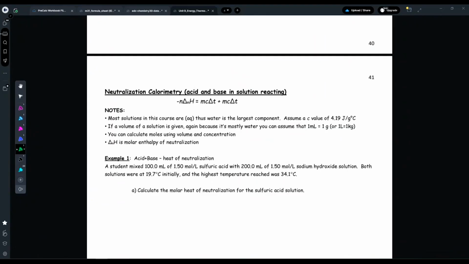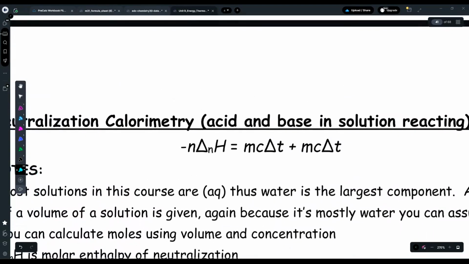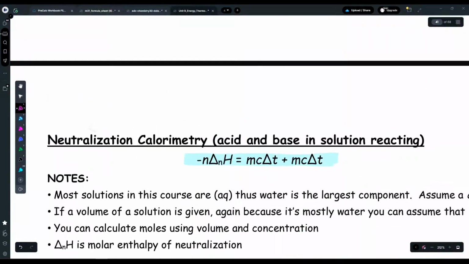Alright, so let's move on to neutralization calorimetry. All that is when you have an acid and a base reacting, that's all a neutralization reaction is. So the general template for a formula that we're going to use is this. The reason why the negative is on the left-hand side of the equation, where the term talks about the substance undergoing a chemical reaction, is that whenever we have a neutralization reaction happening, it's always going to be exothermic. So let's just write that as a little note.